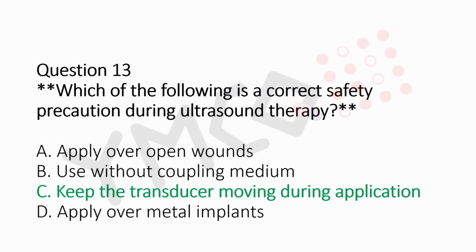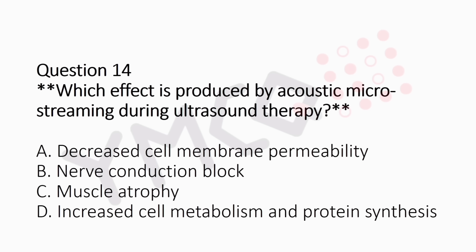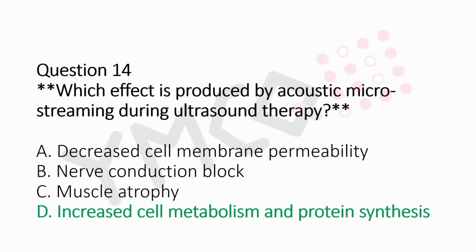Now let's move to question number 14. Which effect is produced by acoustic microstreaming during the ultrasound therapy? Option A, decrease cell membrane permeability. Option B, nerve conduction block. Option C, muscle atrophy. Option D, increased cell metabolism and protein synthesis. And the answer is option D, increased cell metabolism and protein synthesis.